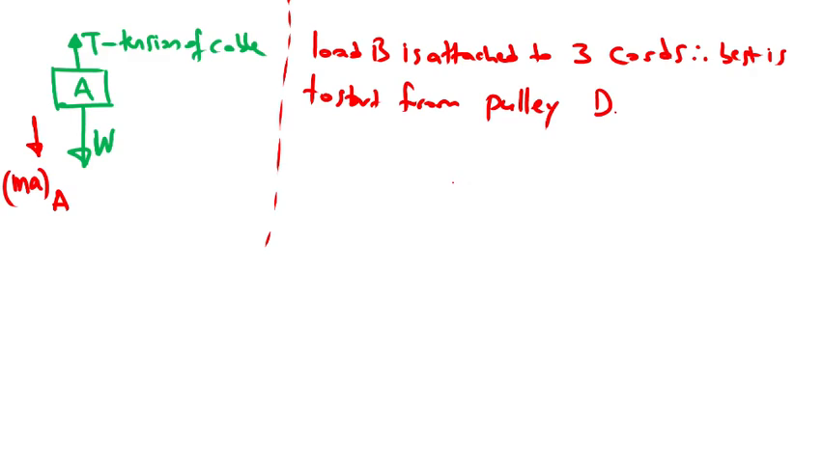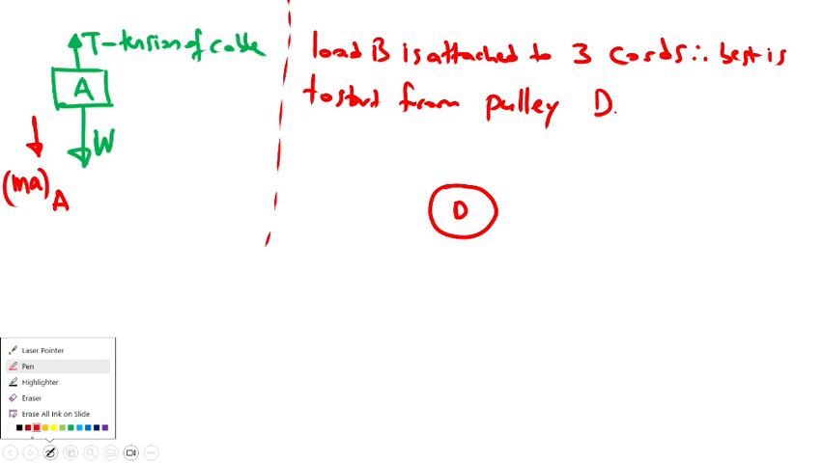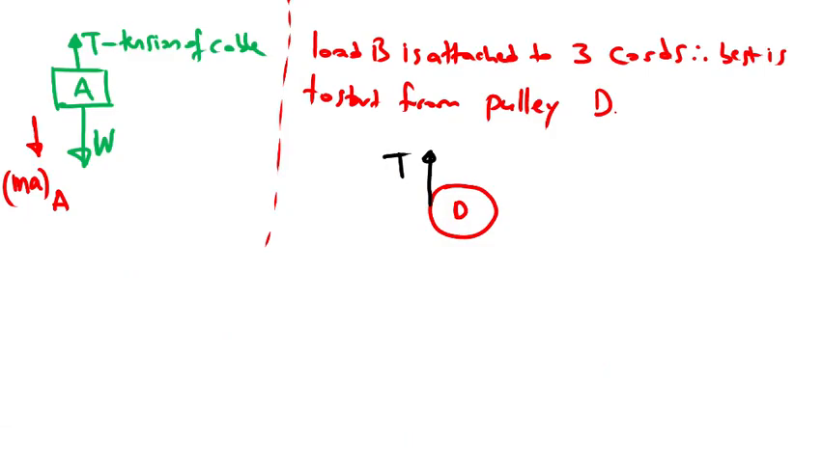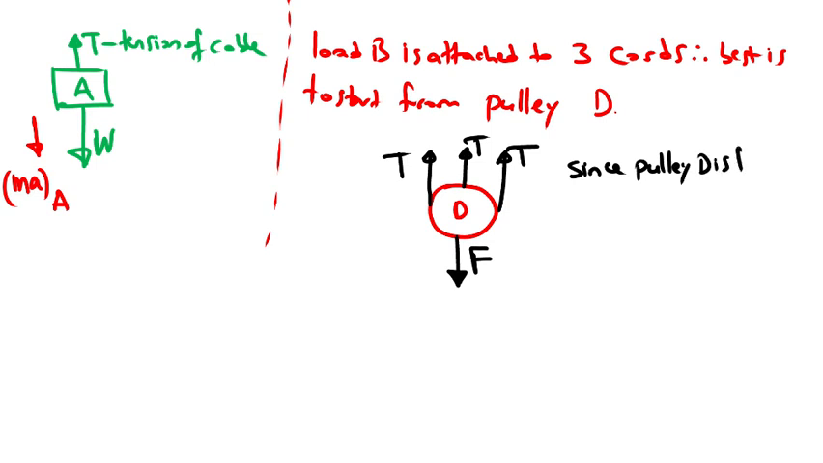So let's do that. We will have pulley D. It will have a tension in that way, that's 1. We have a tension this way, that's 2. And we have a tension that way, that's 3. Those are balanced by some force here, I'll just call it the force F. Since pulley D is fixed, it can't move, so F will be equal to 3 times T.